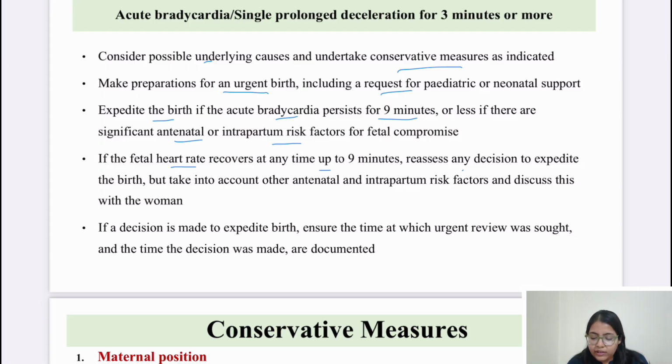settling down, then you have to reassess your decision to expedite the birth, but always take into account antenatal and intrapartum risk factors. Suppose there is cord prolapse, you have to expedite the birth even though the fetal heart rate has settled down. Okay, so take into account all these risks and discuss with the patient.